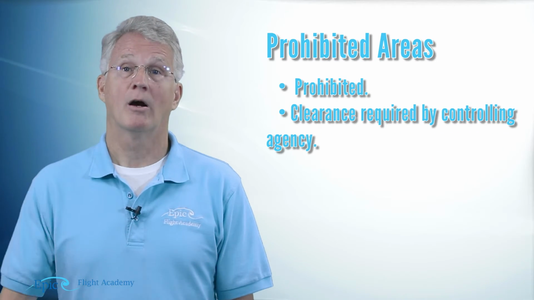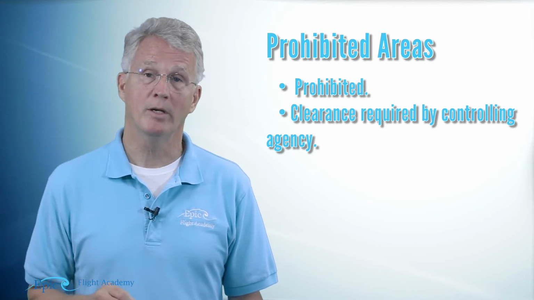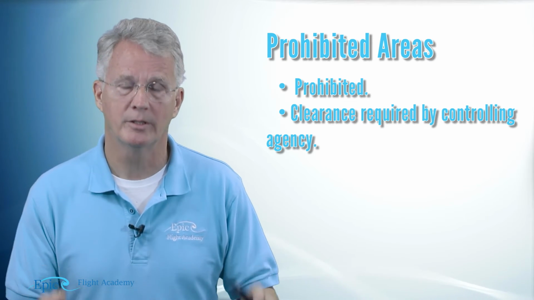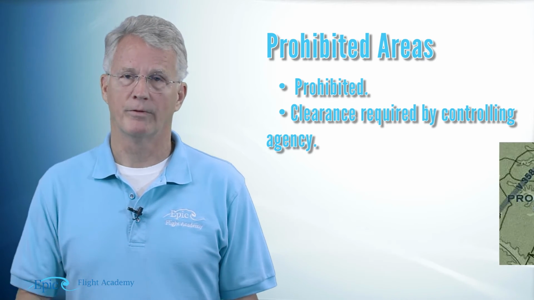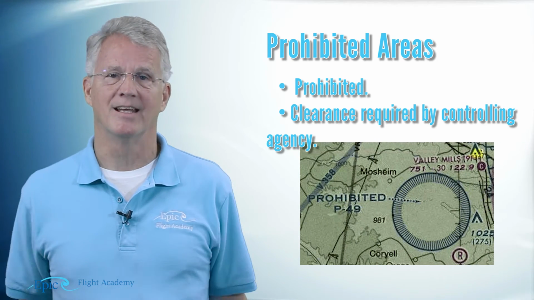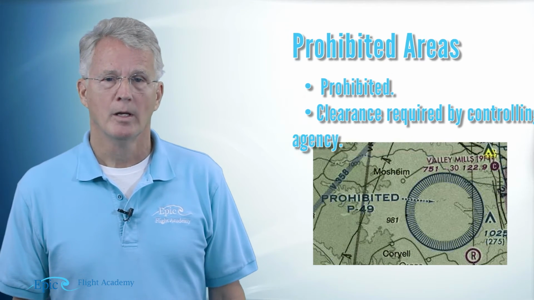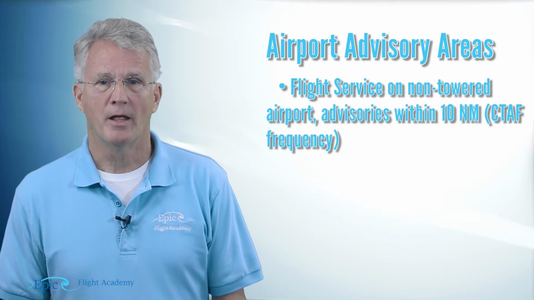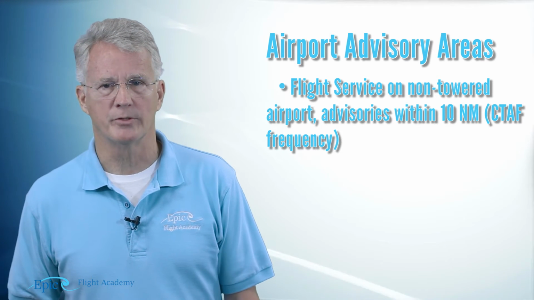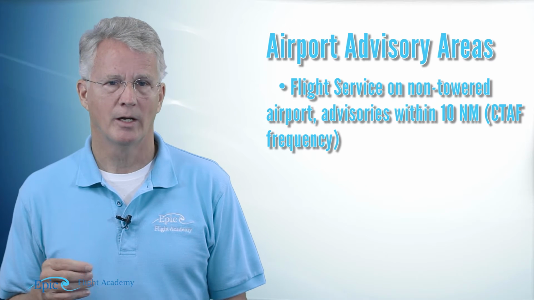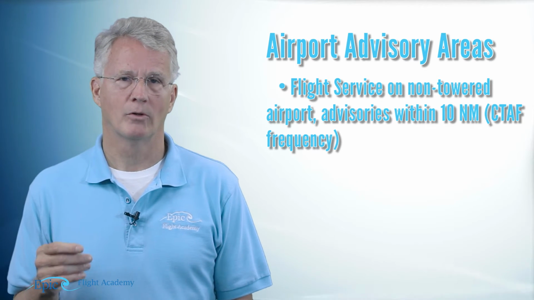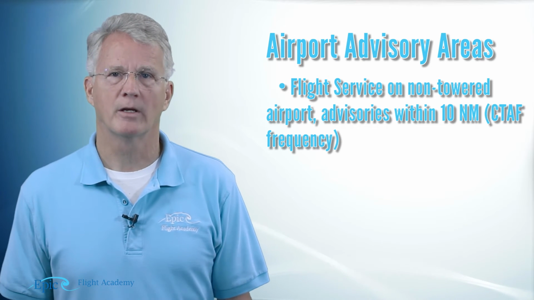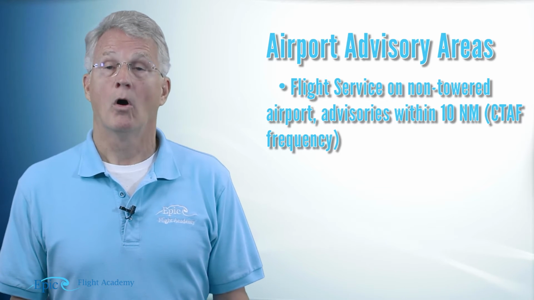Prohibited areas are slightly different. A prohibited area is exactly what it sounds like: you are prohibited from flying over whatever is inside that prohibited area. Then we have airport advisory areas. And this is a flight service advisory to a non-towered airport within 10 nautical miles. And the frequency that's used here is the Common Traffic Advisory frequency.